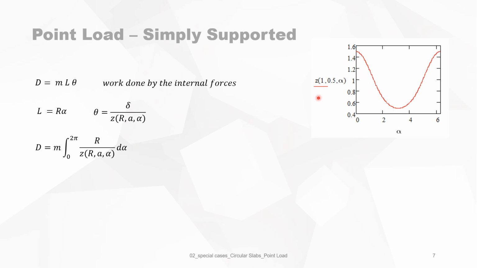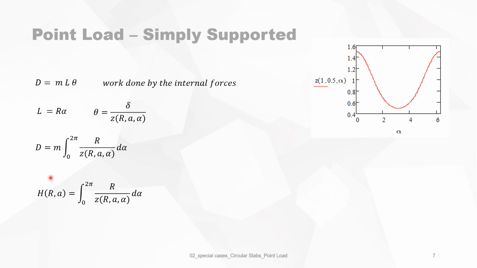Just to give you an idea how z is varying from 0 to 2 pi, that's alpha, you will see that for alpha equal to pi, the distance z is here 0.5. It's a curve for r is 1 and a is r over 2, or 0.5. And this is a function of the angle.